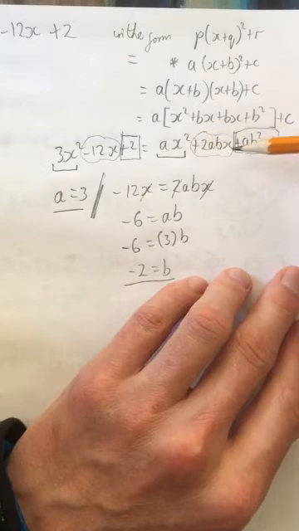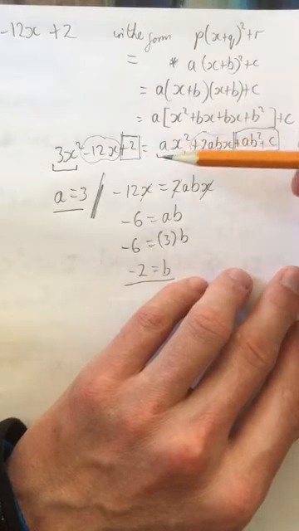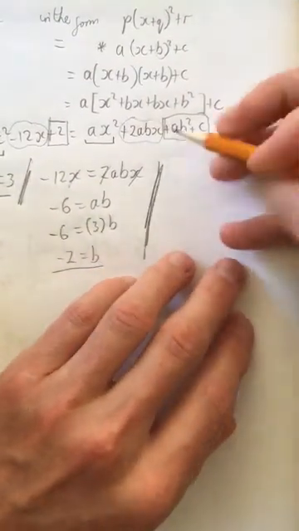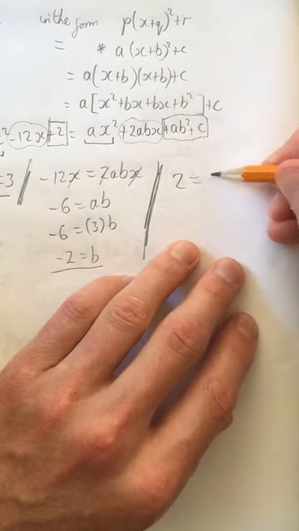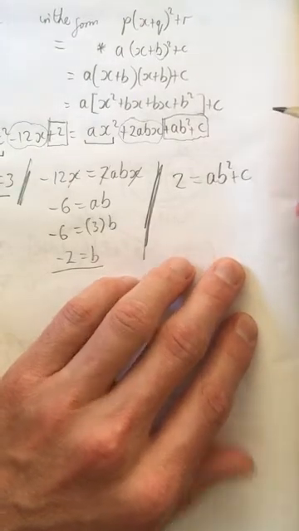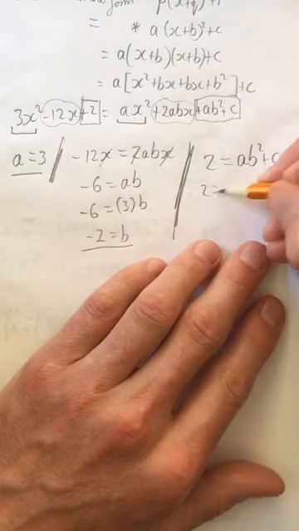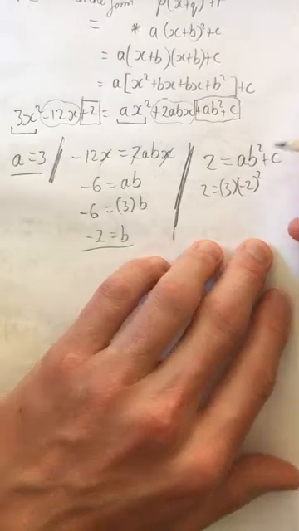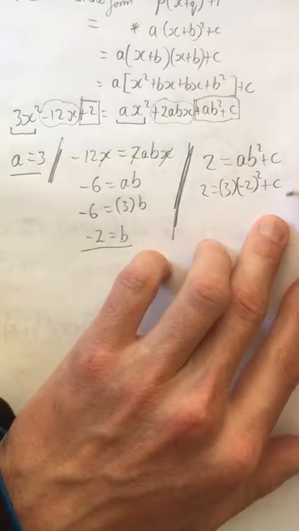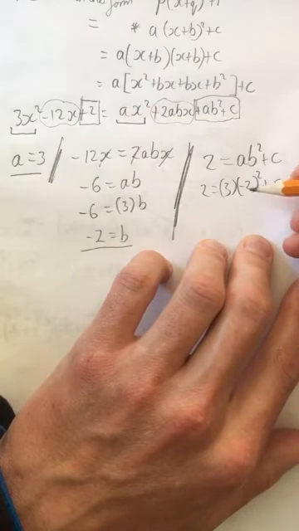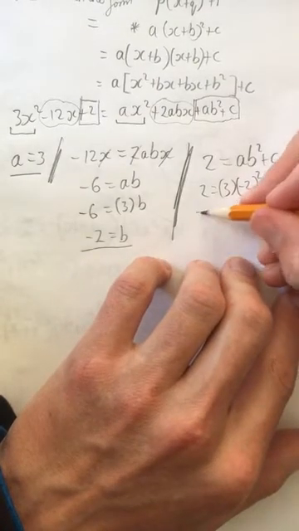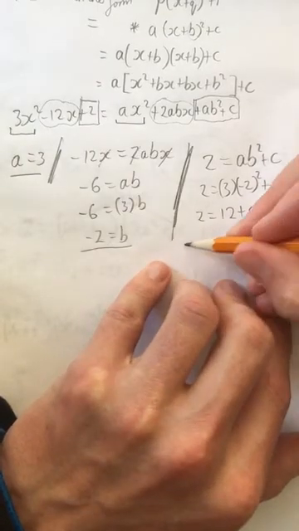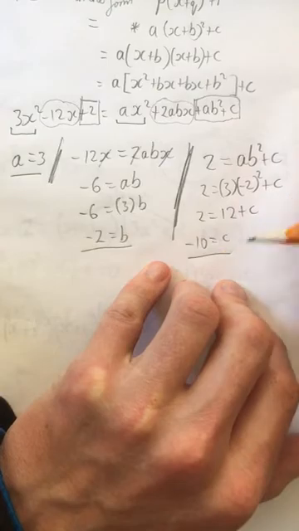The circly bits have got 1 x in, they have to match. The underlining bits have got x squared in, they have to match. What we're saying is the 2 on the left has to match the ab squared plus c. Not too hard, we know a is worth 3, so that's a 3. We know the b is worth negative 2, don't forget the brackets here guys, plus c, we're going to figure out what c is. So, negative 2 times negative 2 is positive 4. 2 is therefore going to be 12 plus c, take away 12 both sides. Negative 10 is going to equal c.